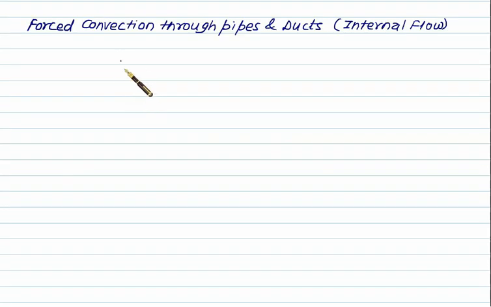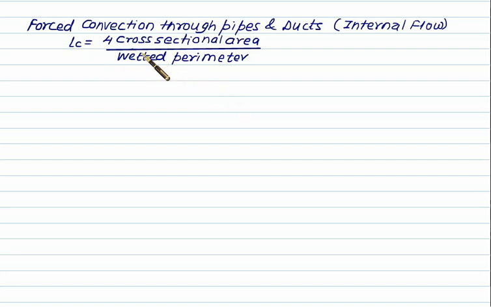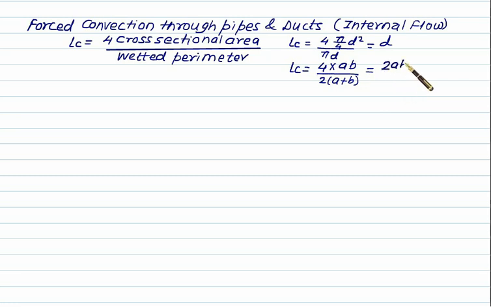Whenever the flow takes place through a pipe or duct, the characteristic length is given by 4 times the cross-section area divided by the wetted perimeter. For a circular pipe, the cross-section is pi by 4 into d square and the wetted perimeter is pi d, so we get Lc equal to d. In the case of a rectangular duct, we have 4 times the cross-section area, A times B, where A and B are the sides, divided by 2 times A plus B, the wetted perimeter. So we have Lc equal to 2AB upon A plus B.